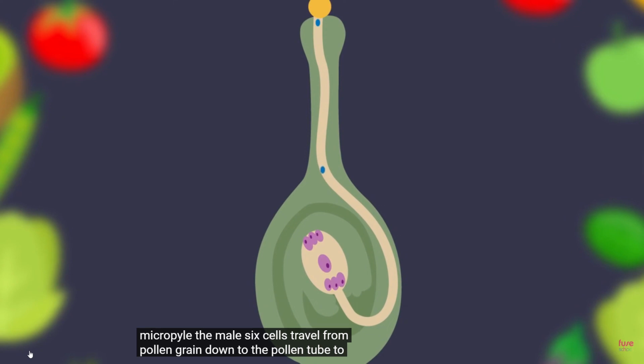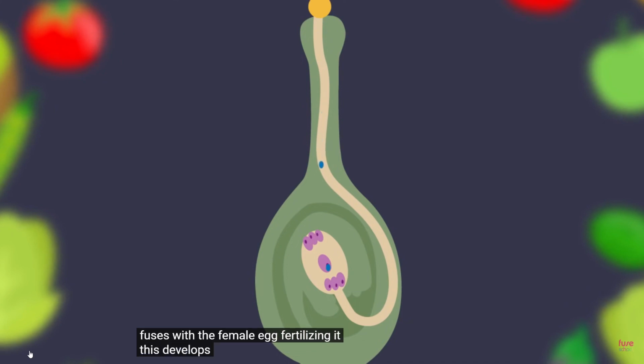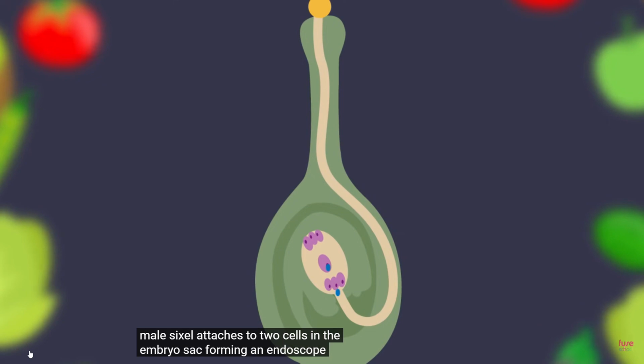Here, one male sex cell fuses with the female egg, fertilizing it. This develops into a seed. The other male sex cell attaches to two cells in the embryo sac, forming an endosperm. This provides the starchy food for the seed to grow.